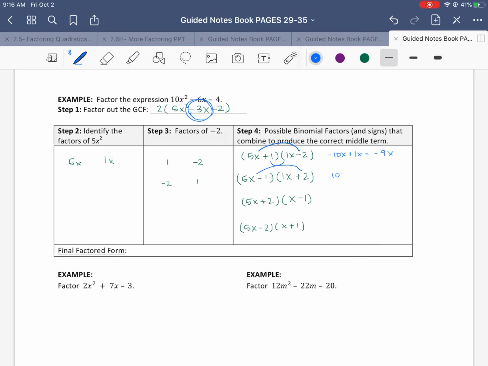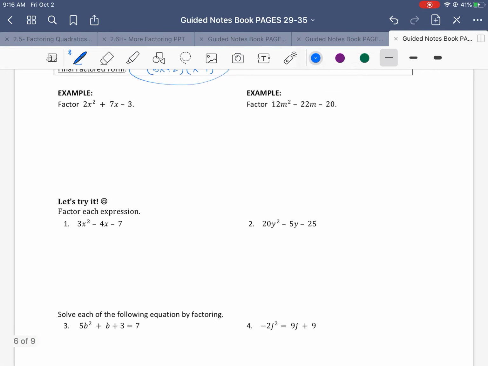Again, I go to the next one. This gives me 10x minus 1x, which is equal to positive 9x. That doesn't work as well. So we go to the next one. 5x times negative 1 is negative 5x. And 2 times x is positive 2x. That gives me a negative 3x. Victory. We found it. So we don't even have to check that last one. We know that our factored form is 5x plus 2 and x minus 1.